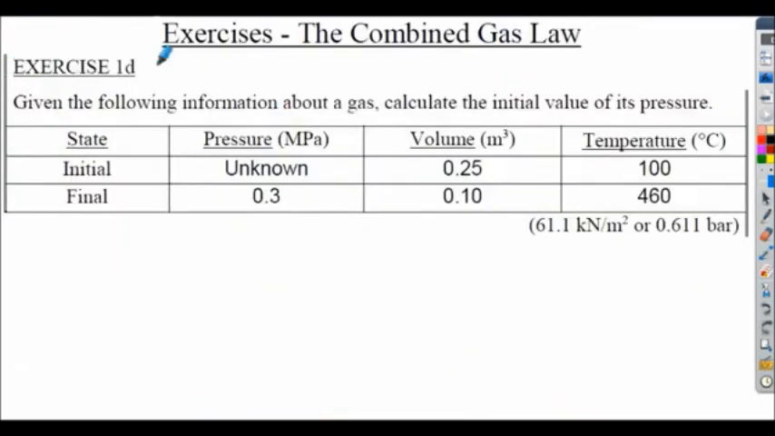Let's consider some exercises for the combined gas law. Exercise 1D here. We're given the following information about the gas. We've got to calculate the initial value of pressure. So in our first row here of initial values, we're not given the initial pressure, it's unknown. We are given the final pressure. We're given both the initial and final volume and the initial and final temperature in degrees C.